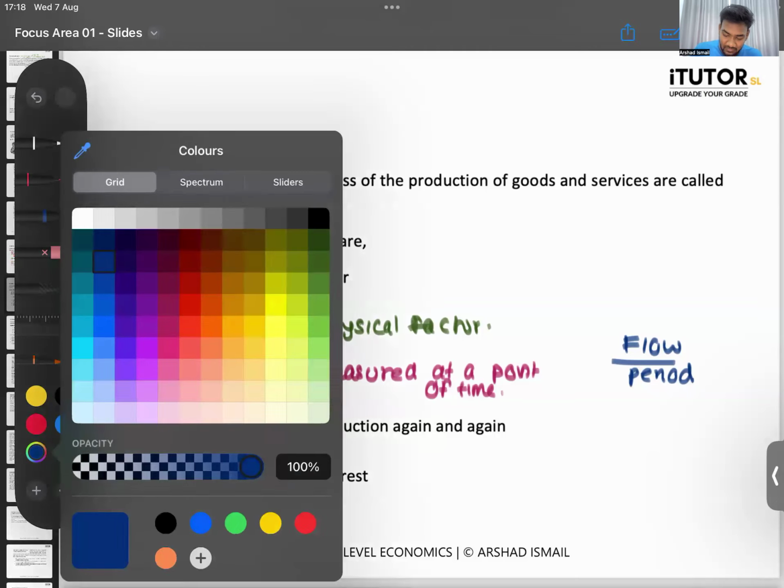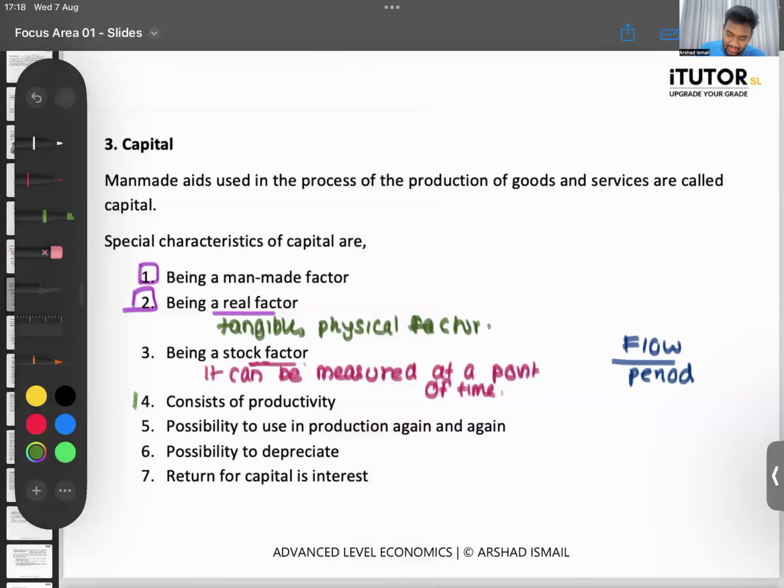Then we say capital consists of productivity, possible reuse again and again. It will depreciate; the more and more you use it, the value of it goes down. And the return for capital is interest. Very easy things.